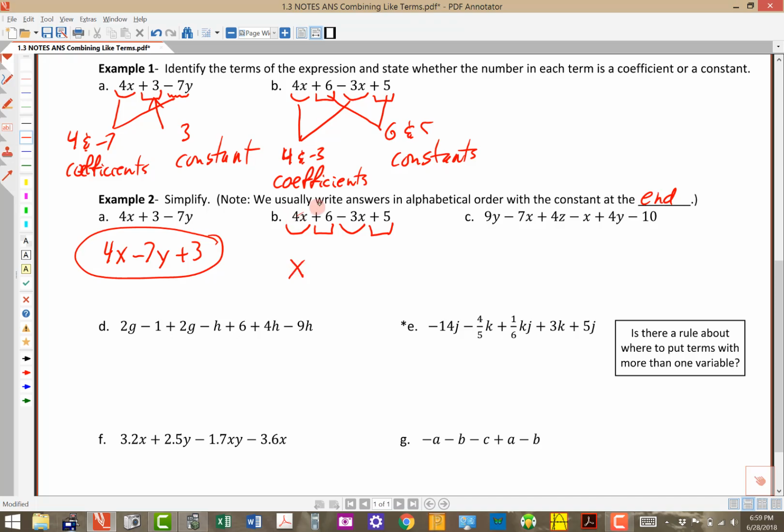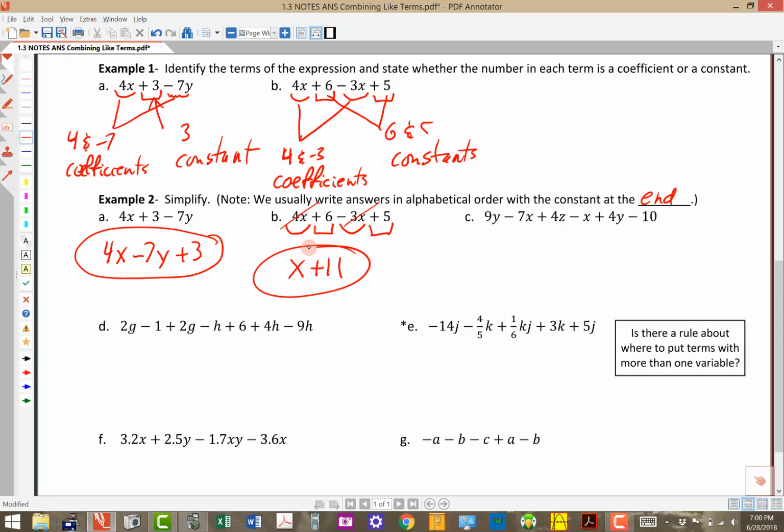And then I'm going to lightly cross those off. That reminds me that I've already used those. So the only thing left is the 6 and the 5. I can combine those together. I end up with an 11. I circle that, and then I've got my answer. Okay, now they're going to get a little bit longer, but shouldn't be too difficult.